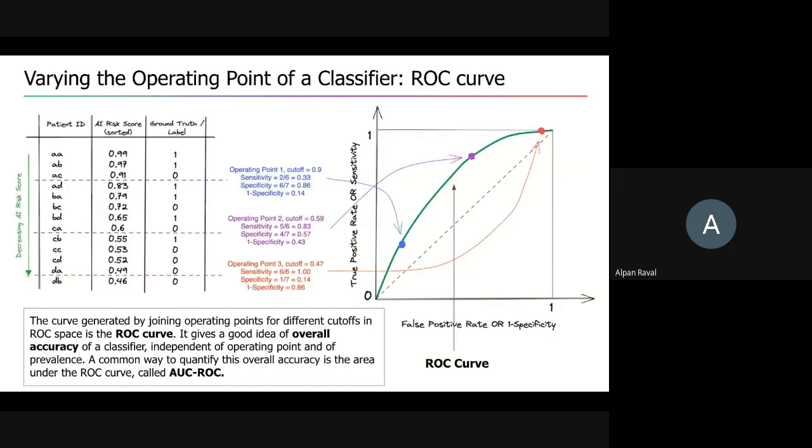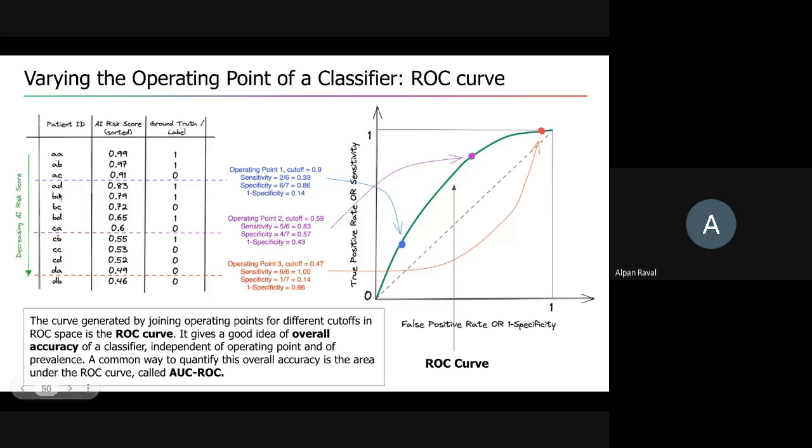Okay, so now that we know what ROC space is, we're going to discuss something slightly more complex, and I'd like to spend sufficient time on this because I want everybody to understand it. We're going to discuss something called the ROC curve. Let's say we have a data set, right? I have patients and an AI model that's predicting the risk score of some disease.